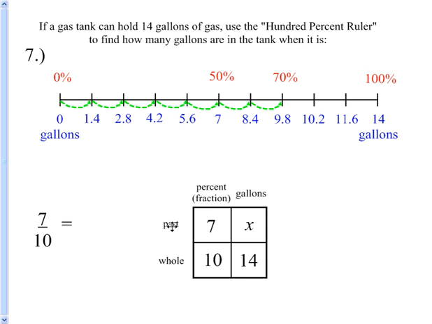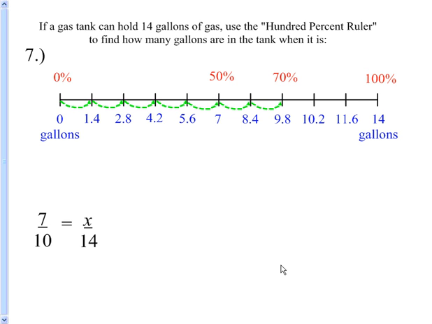So here, the part that is associated with the fraction is 7, 7 out of the whole 10. And for the gallons, we know that the whole tank has 14 gallons, but we don't know what the part is in gallons if it is 7 out of 10 full. This is the percent table that we can use to set up a proportion like this. 7 out of 10 equals x out of 14. This is percent or fractions, 7 out of 10. This is the gallons of gas.